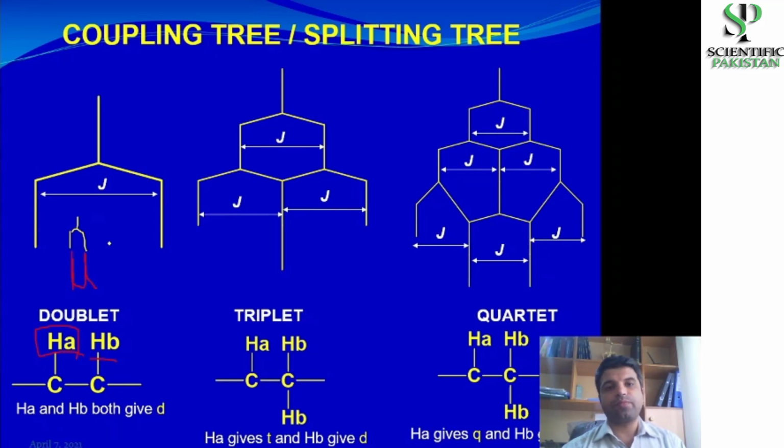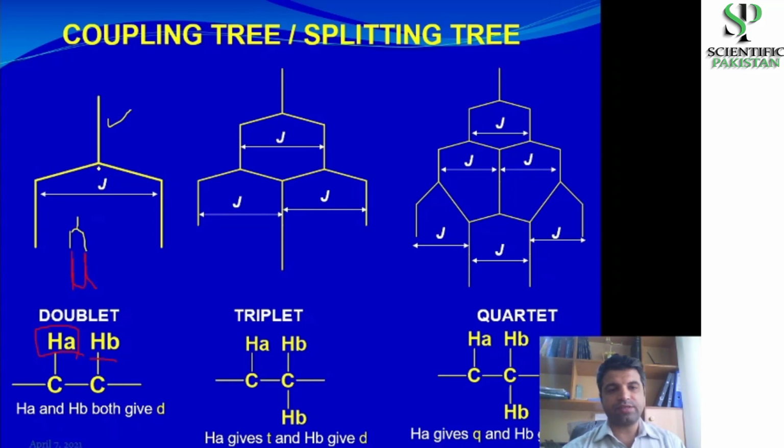But how to draw it? See, we have a proton. If there is nothing in the vicinity of this proton, it will give a singlet. So you draw a single line, and now because under the given situation this HA has one proton in the vicinity, its signal will be split into two because of HB. Now this single line will be split into two. So it goes to the left and it goes to the right, or it is split equally to the left and to the right, right?